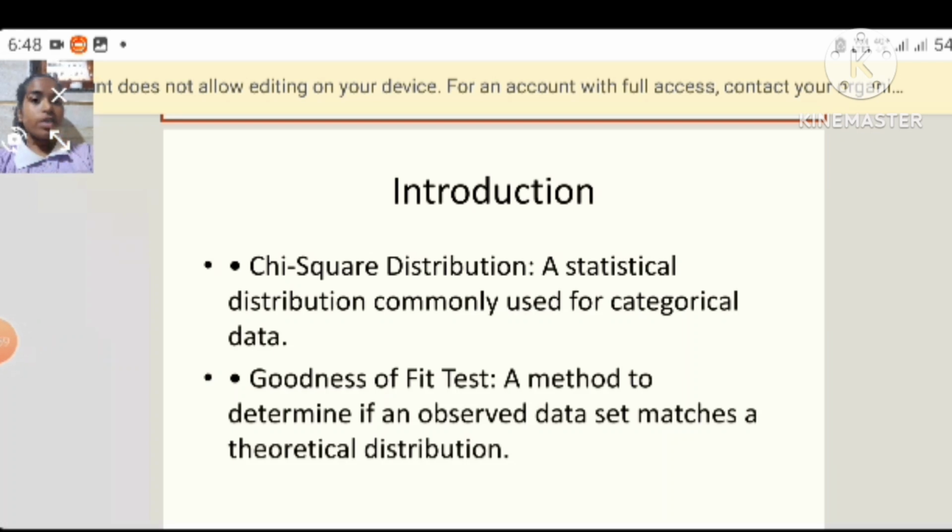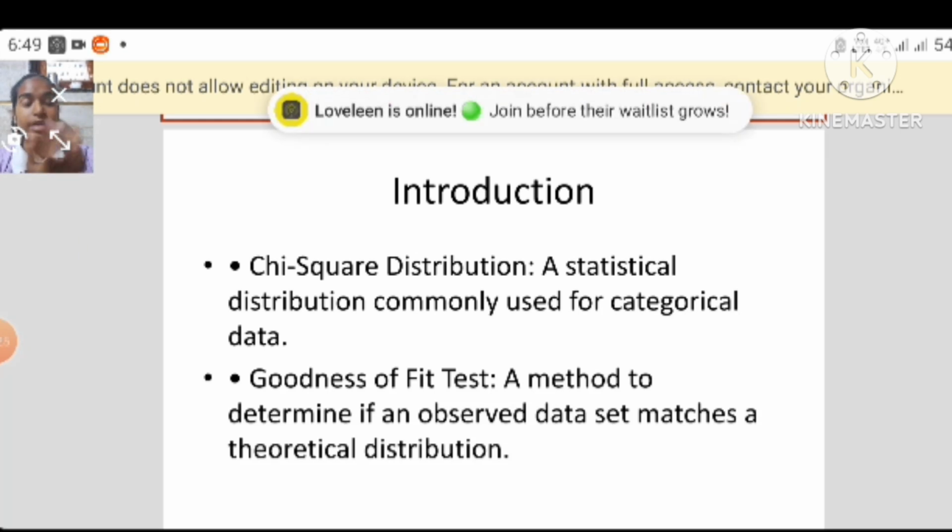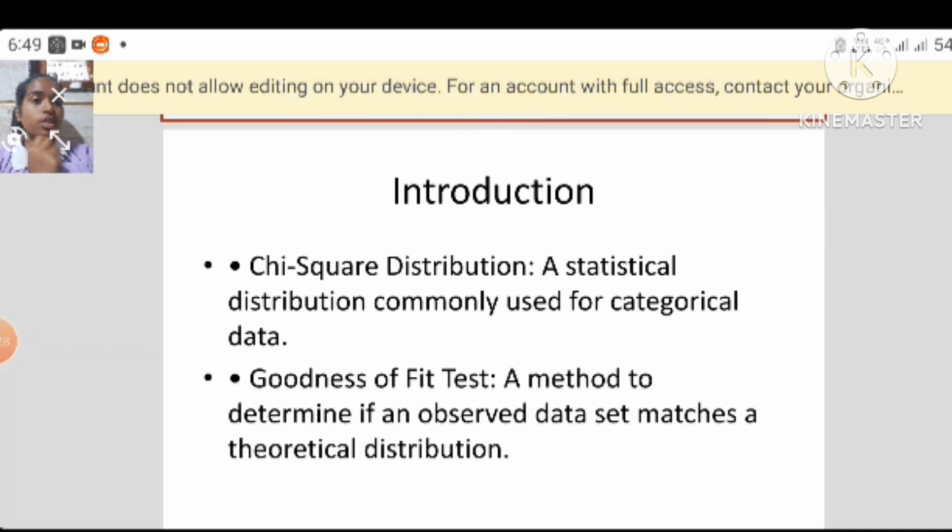Now let us see the introduction of our topic. The chi-square distribution is basically a statistical distribution commonly used for categorical data. And a goodness of fit test, we can define it as a method to determine if an observed data set matches a theoretical distribution.